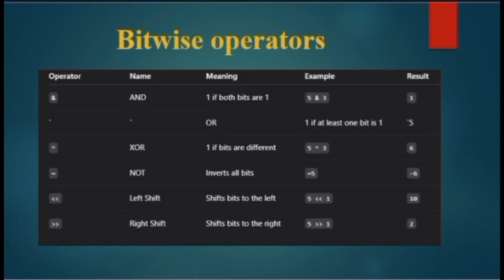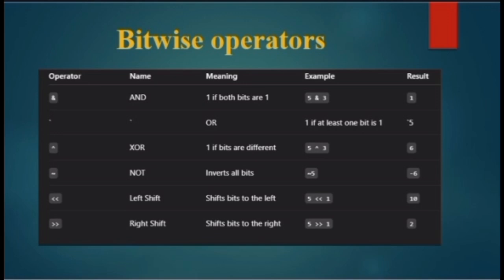Bitwise operators perform operations on binary numbers at the bit level. These operators are useful for tasks like encryption, compression, and low level programming. The types of bitwise operators are AND, OR, XOR, NOT, left shift, and right shift. Here, AND returns 1 if both bits are 1.